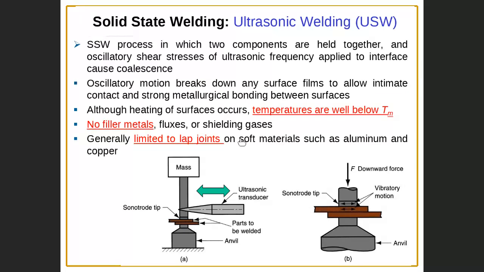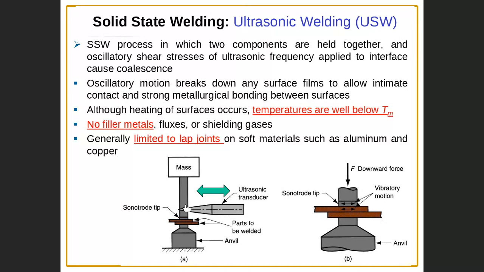More cases in solid state welding: we call it ultrasonic welding. Here we apply ultrasonic, which is like vibration. It vibrates these two parts. We would like to weld these two parts. This one is stationary and this one we vibrate like this, then friction happens in the weld zone. This is the weld zone.